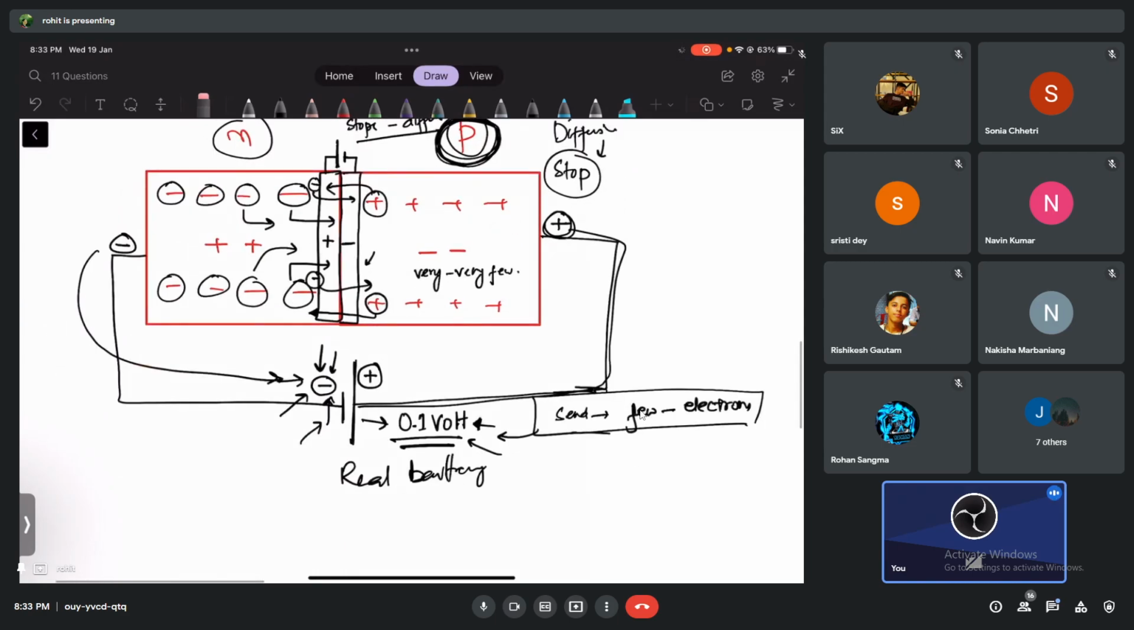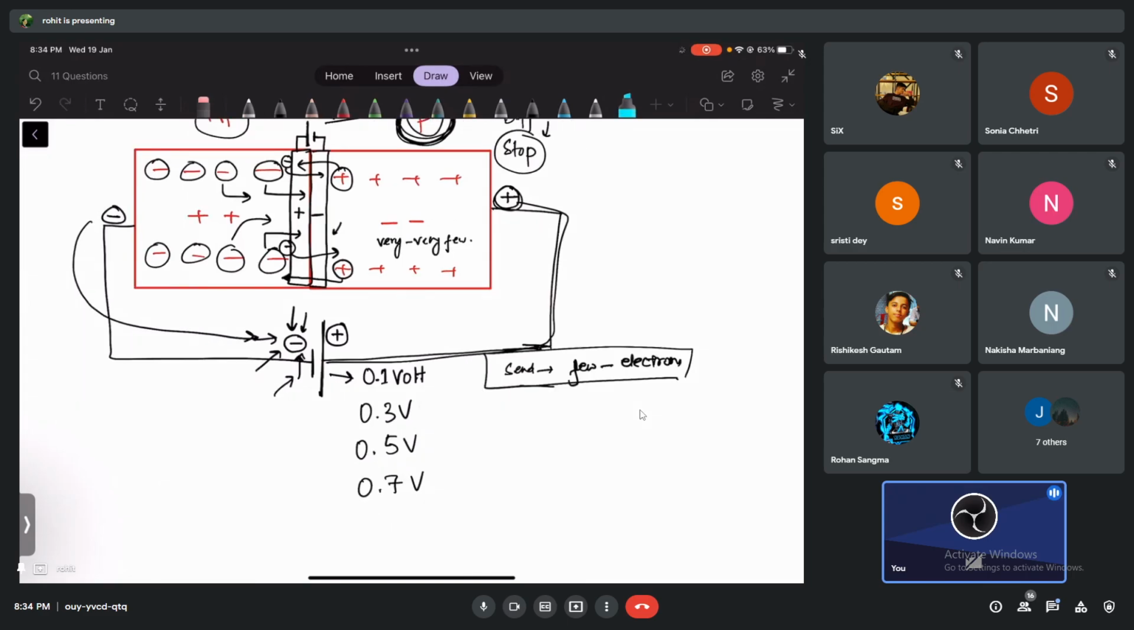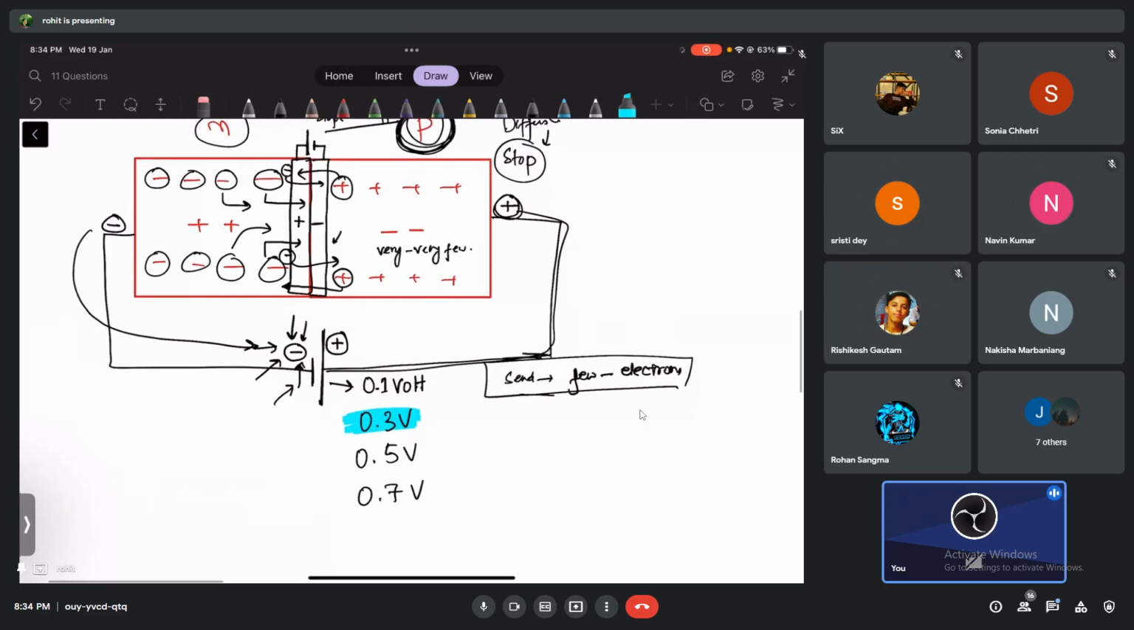Now let me tell you a few more things, then you will understand what is going on. Let me increase the voltage to 0.3 volts, then to 0.5 volts, then to 0.7 volts. I'll tell you what is happening. When I apply 0.3 volts, what do you think, guys? Will more electrons be pushed? More electrons will be pushed, but still the numbers will be very few.